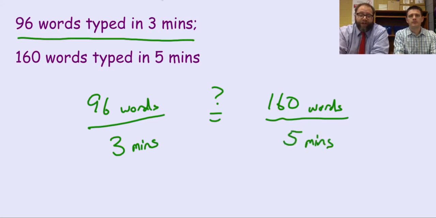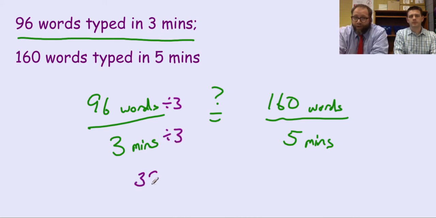First thing I would check is if there's a simple relationship between 3 and 5. There isn't a simple one. So let's figure out the unit rates of both. If I do some simple side math, what I see is 96 divided by 3. We would divide the top and bottom by the denominator. 96 divided by 3 is 32 words. 3 divided by 3 is 1. So it's 32 words per minute.